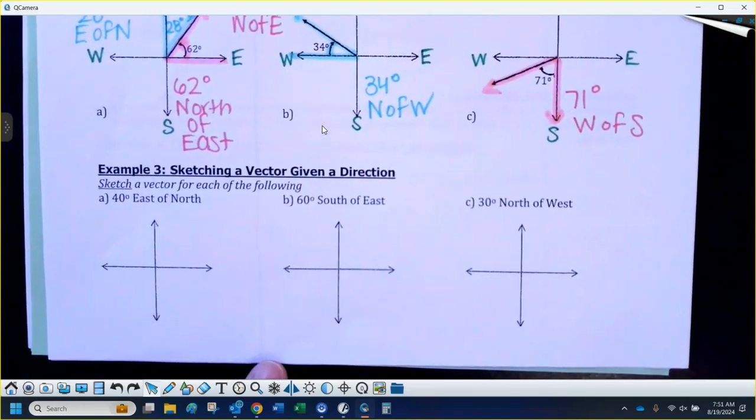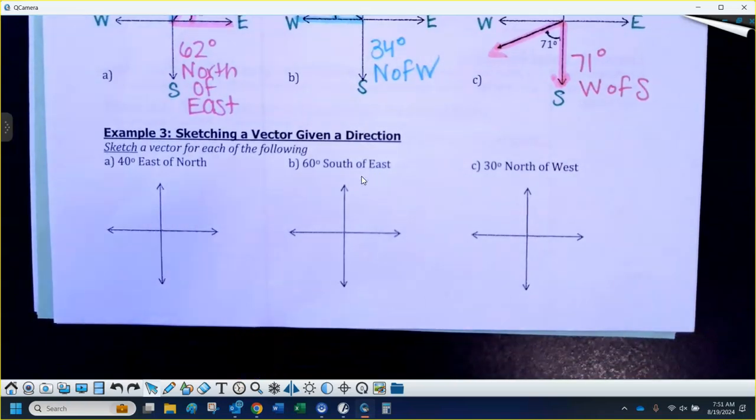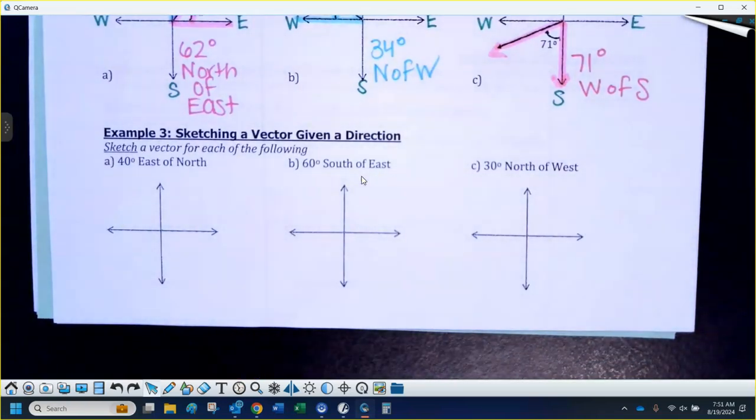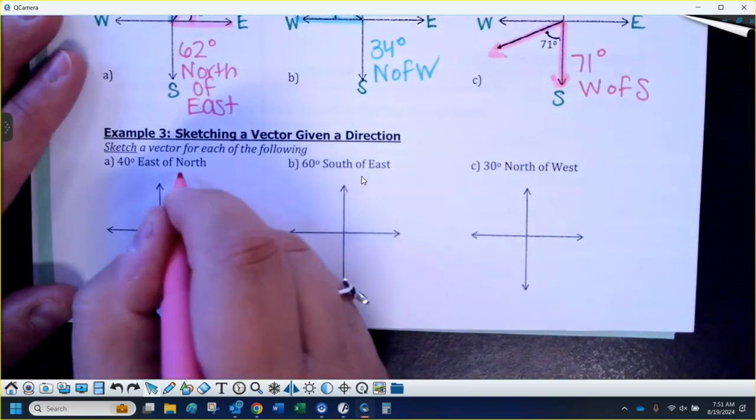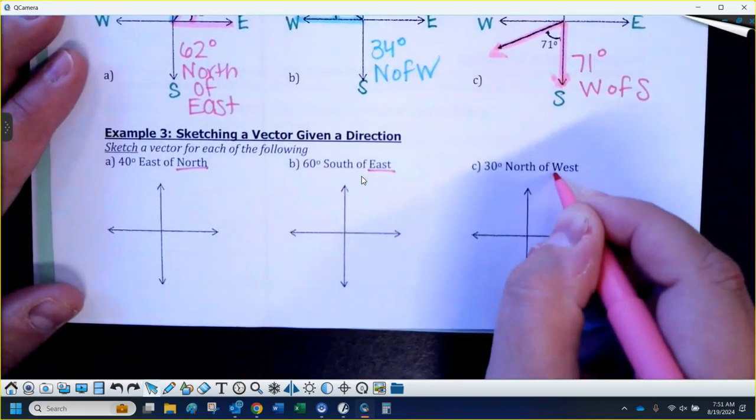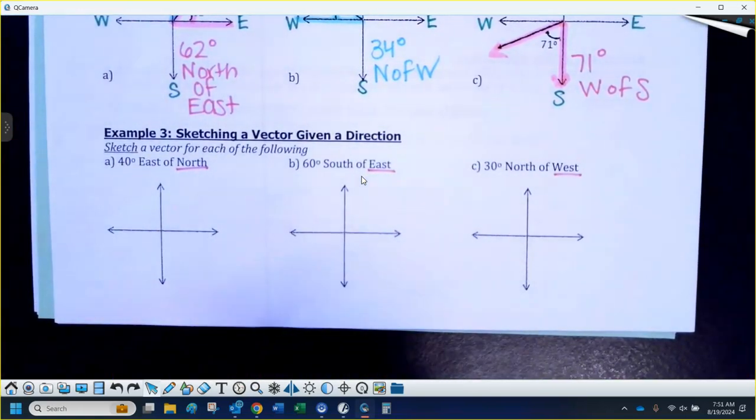What we're going to do in example 3 here is we're just going to try to sketch a vector. Now, you don't need to get a protractor out or measure this. We're just going to kind of eyeball. So think about right directly in the middle of the quadrant. If you went right from the origin, right in the center, that would be 45 degrees. So this one says 40 degrees east of north. Whatever the second word is, that's where you're going to start.